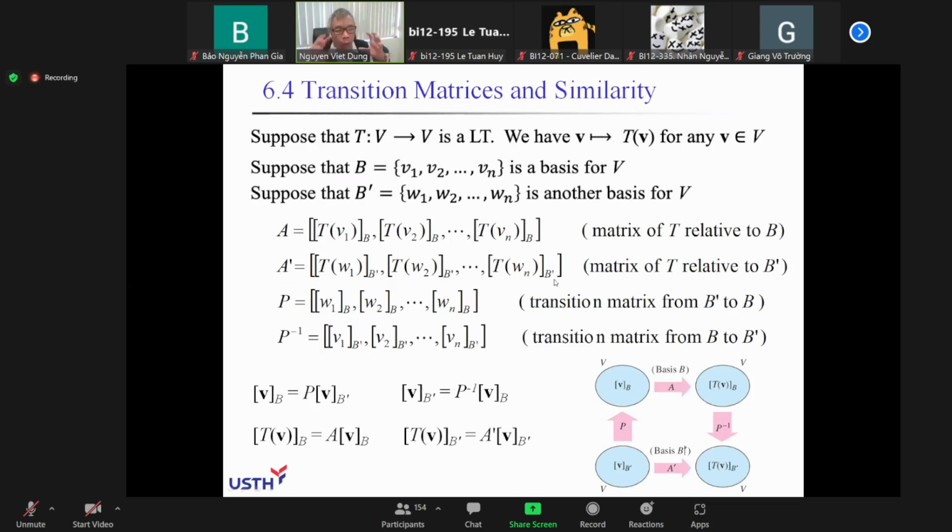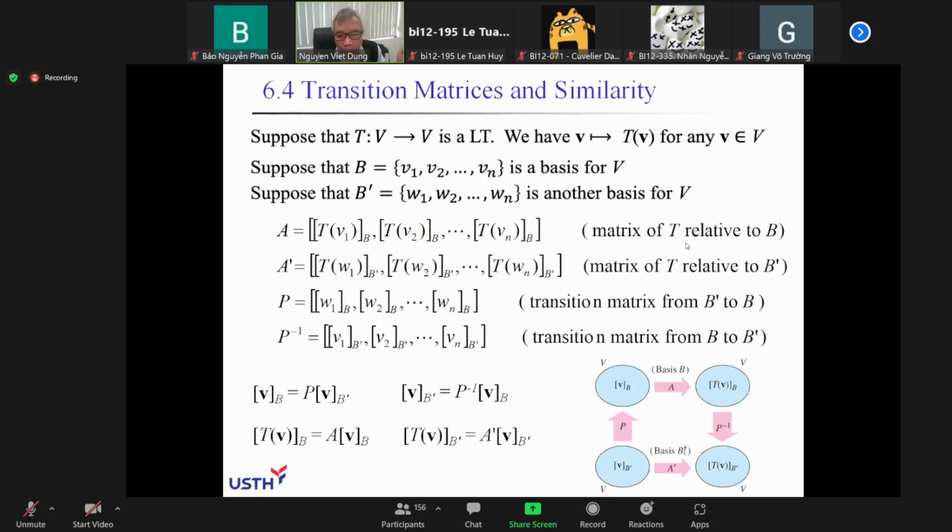So what we are doing in this slide, we know that A and A prime are two matrices of the same linear transformation, just relative to two different bases B and B prime. So we want to know how A and A prime are related to each other. What is the relation between A and A prime? And it is defined as follows.